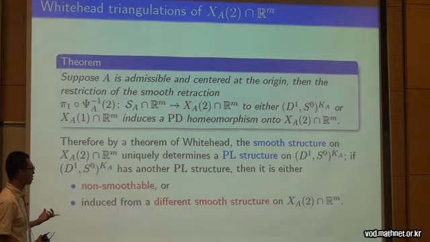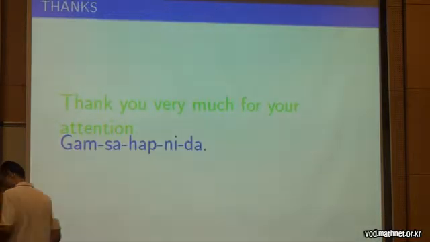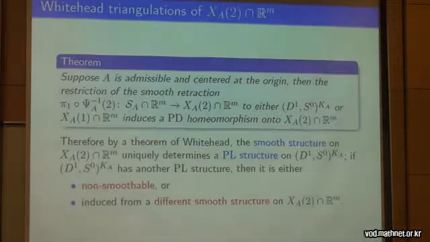Piecewise linear structure is actually a topological invariant. That is, a topological space can have different piecewise linear structures. So if we have another piecewise linear structure and we can smooth it, that means we have another smooth structure for the real link like that.